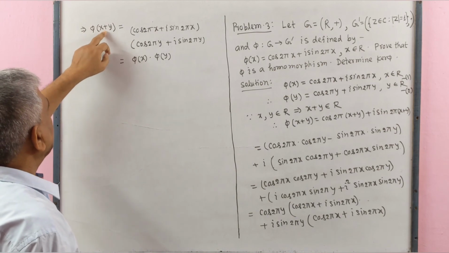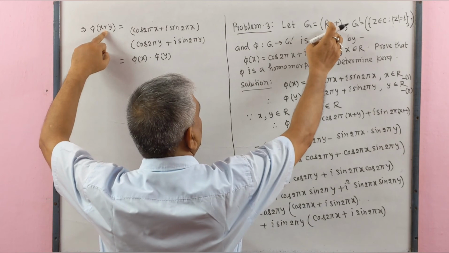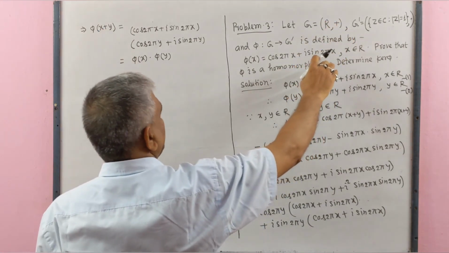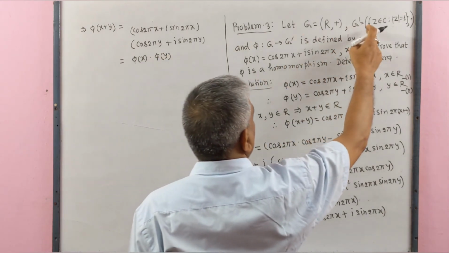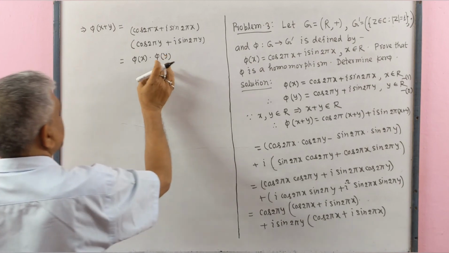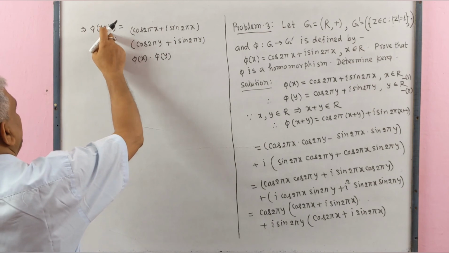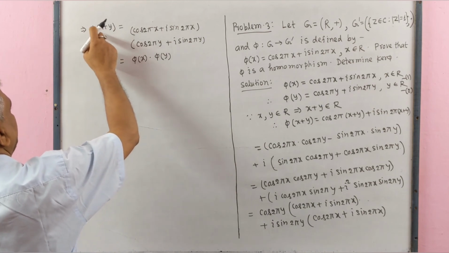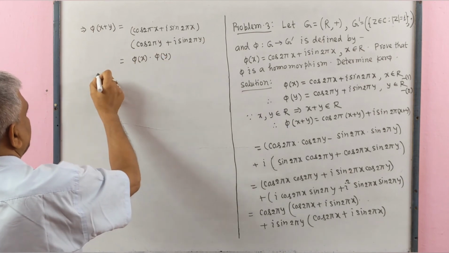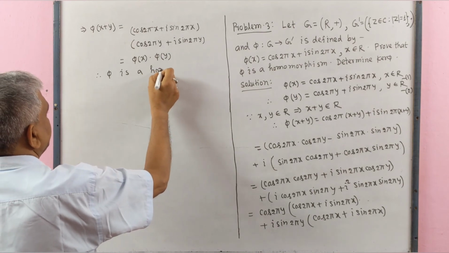Since here plus is the binary operation for group G, and multiplication is the binary operation in group G prime, on the right side we get the binary operation multiplication, and on the left side the binary operation is addition. So therefore phi of x plus y equals phi x multiplied by phi y. Therefore phi is a homomorphism.